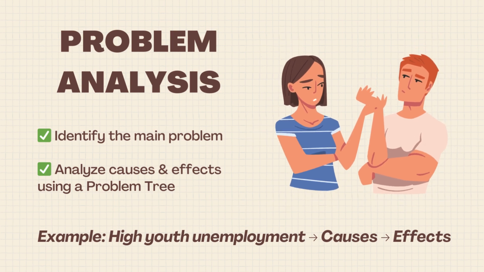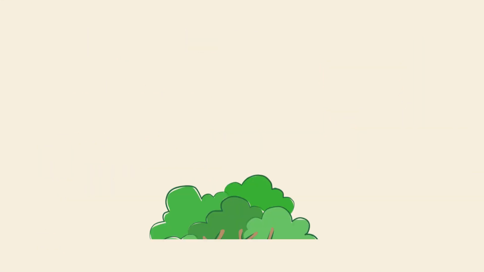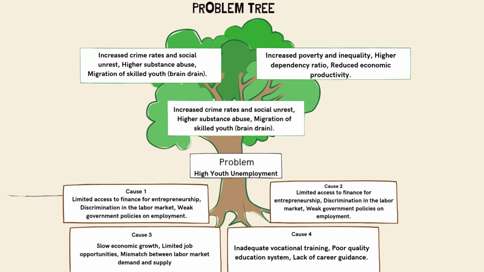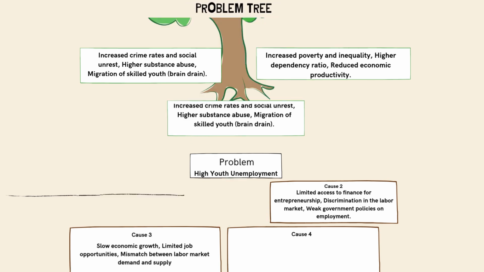For example, if the problem is high youth unemployment, possible causes might include lack of vocational skills or limited job opportunities. The effects might be increased poverty and social instability. Identifying these connections helps us design effective solutions.